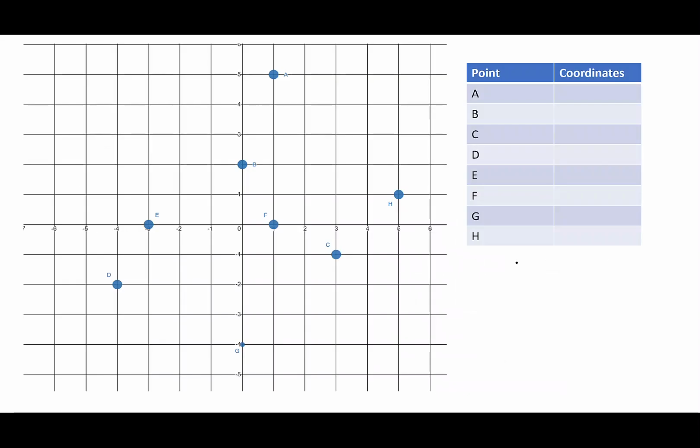Let's try that the opposite way. Now I have a bunch of points plotted on my graph and I want to find the coordinates. We'll start with point A. A is 1 to the right and 5 up, so I write that as (1, 5).